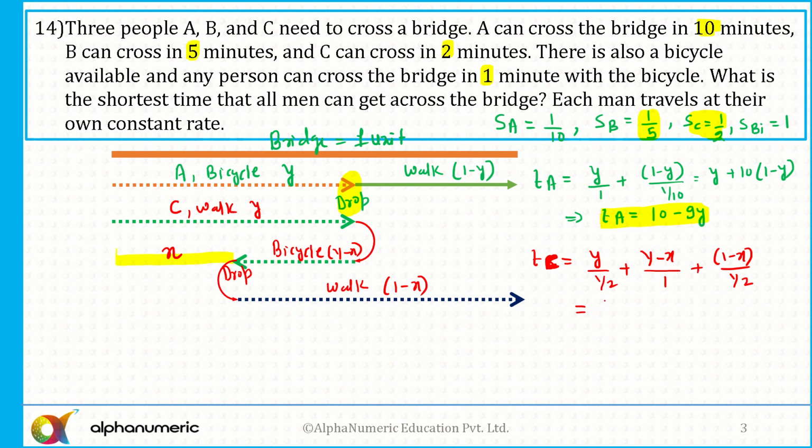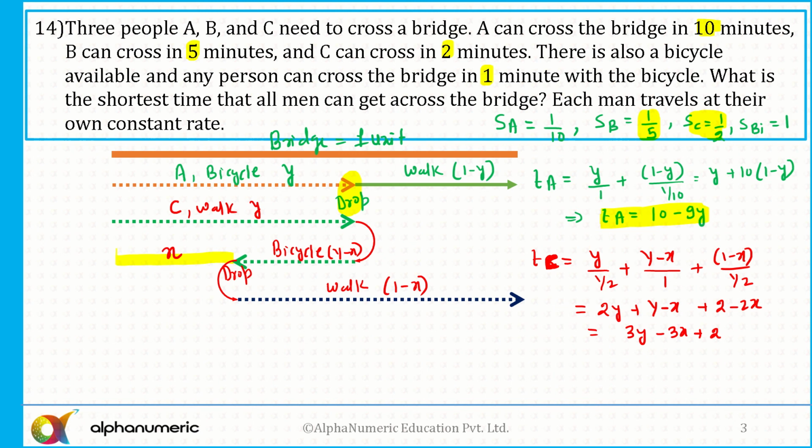That will be equal to 2y plus y minus x plus 2 minus 2x. Now simplify this, that comes out to be equal to 3y minus 3x plus 2. So the total distance traveled by C is equal to 3y minus 3x plus 2 here.